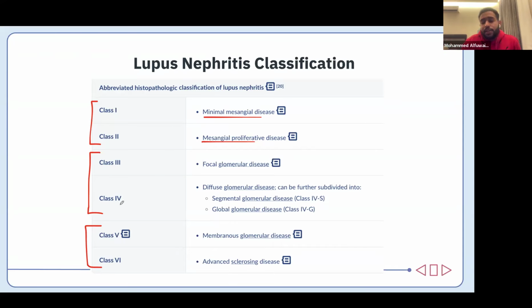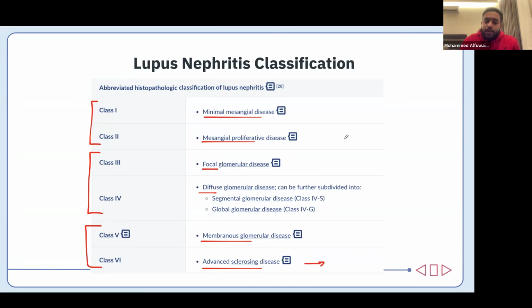Then we have class 3, class 4. The way you differentiate is by this word. If it affects less than 50% of glomeruli, it's focal. If it affects more than 50% of glomeruli, it's diffuse. Easy. Then class 5, class 6 are the severe ones. This is membranous glomerular disease, similar to membranous nephropathy. And then you have advanced sclerosing disease, where the patient will be on dialysis, and you try to do a transplant for these patients. Okay? So that's basically this.